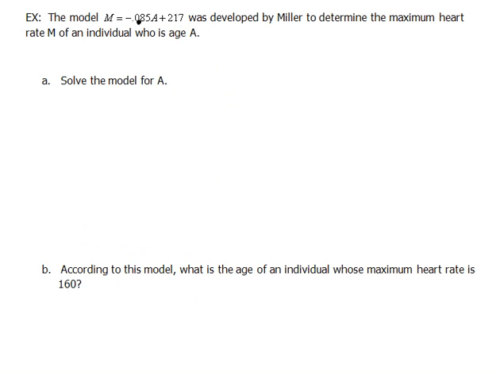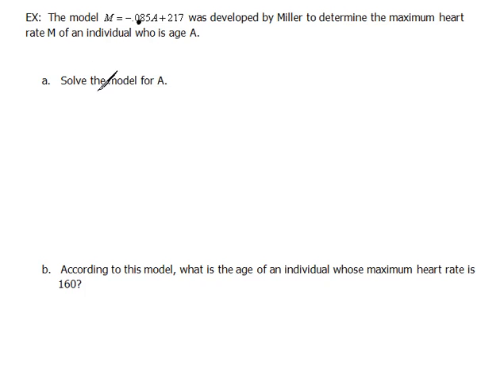Now what I want to do is an example of using one of these formulas in order to actually find some information. This problem says the model m equals negative 0.85a plus 217 was developed by Miller to determine the maximum heart rate m of an individual who is age a. Now, you may notice that I put a black dot in here. That's because I made a small typo when I typed up this paper, and it made a huge difference where the decimal point was. So that should be negative 0.85.